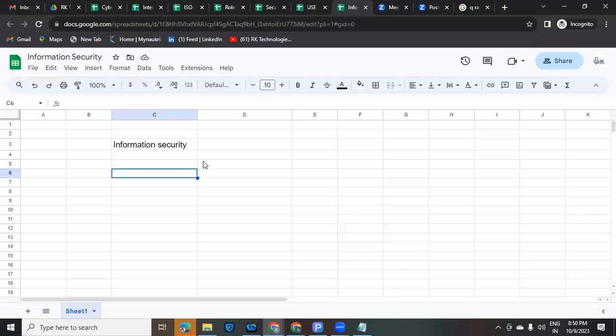Now, information security explains the overall company or organization security. That security is called information security. Under this one, we have four subdomains. Those domains, or otherwise topics. First one is governance.